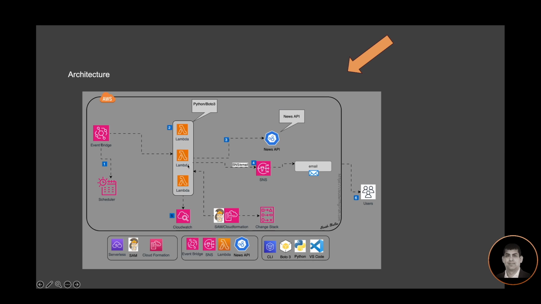The Lambda function will fetch the news using the public news API based on the parameters that we have provided, and then it will format the contents and send them via the SNS service. There is an email subscribed to this SNS service, and that email will get this daily news summary. The entire stack is built using infrastructure as code with AWS SAM. So I will show the process of building and deploying using AWS SAM also.